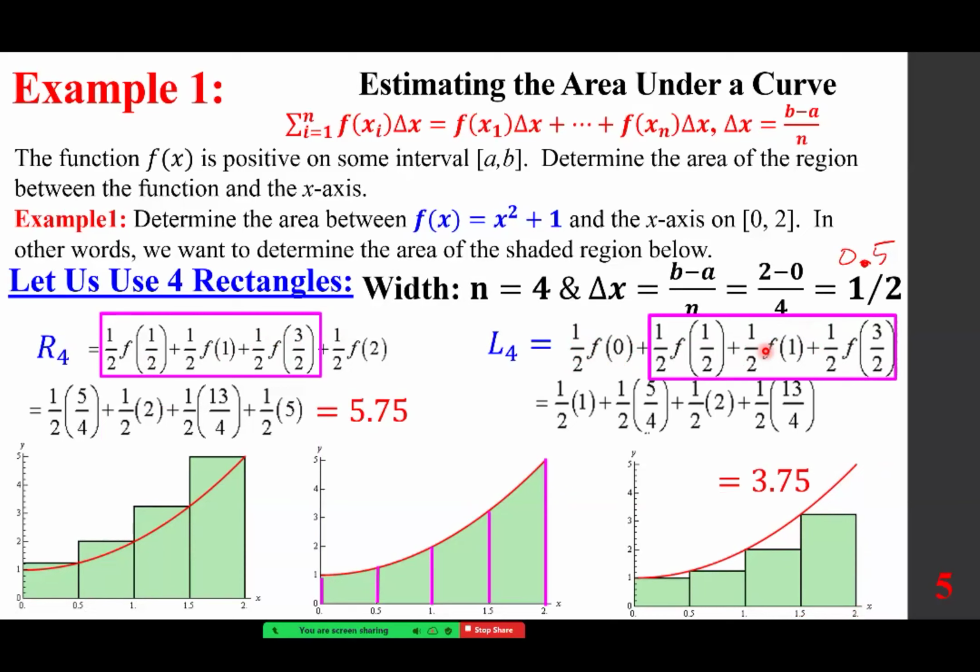What does it mean? The area is somewhere between the two numbers. As you can see, the area under the curve is larger than 3.75 and it's smaller than 5.75.